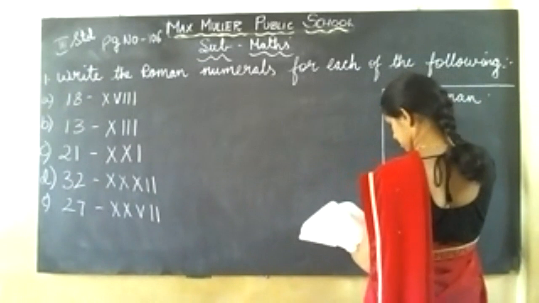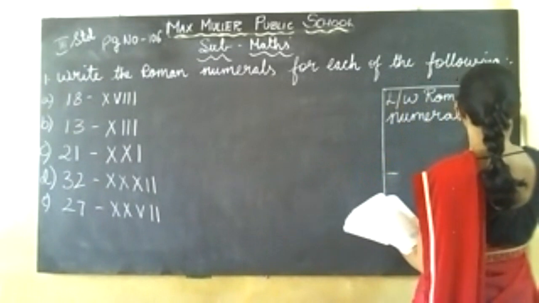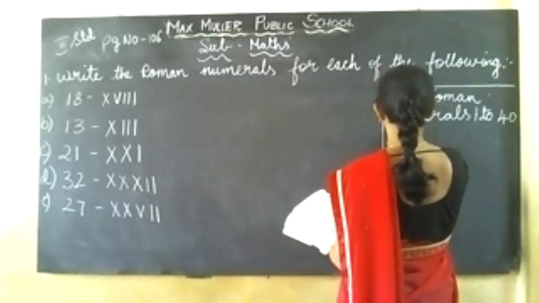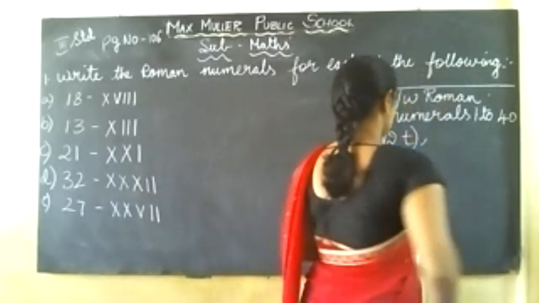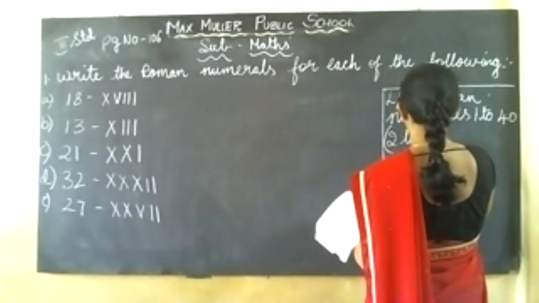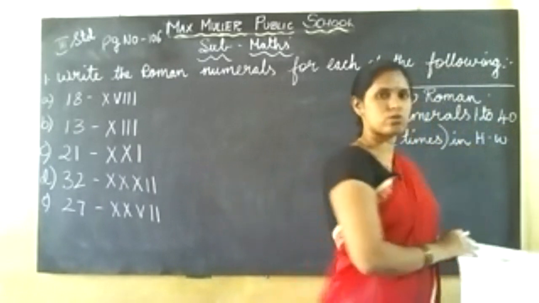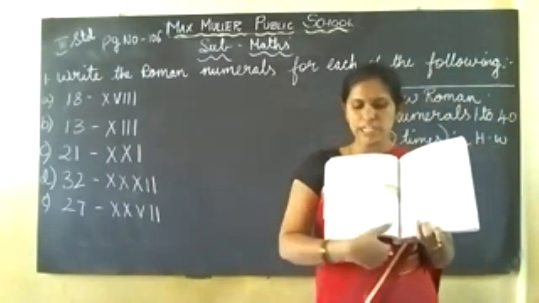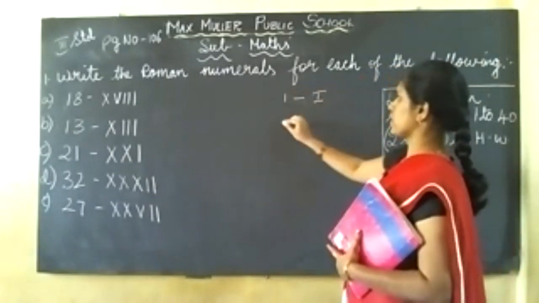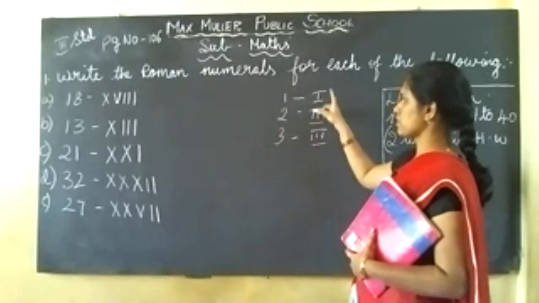Roman numerals 1 to 40 they have given now. Write 2 times in the homework book. So Roman numerals they have given us this table. You need not put boxes and write. You can write like this: 1, like this you can write. 2. In your homework book, you have to write 2 times. Like this you can write.